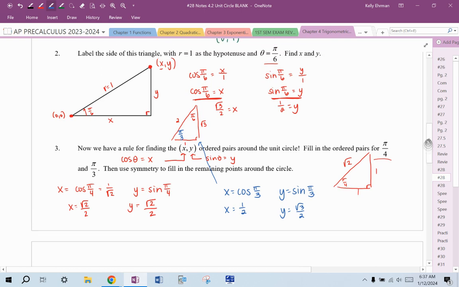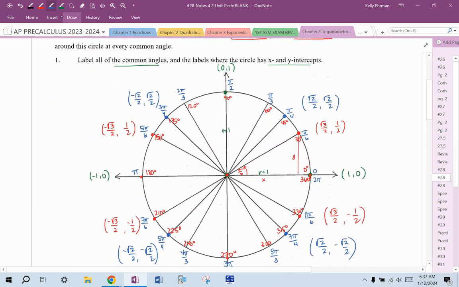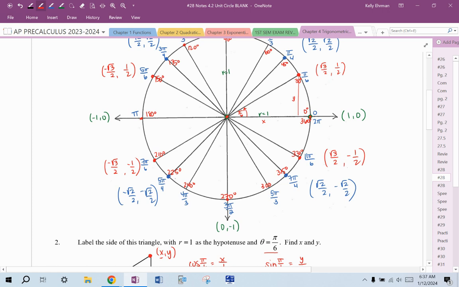So for the pi over 3 angle, or the 60-degree angle, this ordered pair is 1/2, radical 3 over 2. And notice that that is just the 30-degree coordinate, but flipped. So they have that relationship. All right, so let's rotate this around our circle. So now negative 1/2, positive radical 3 over 2. So in quadrant 2, all the x's are negative, all the y's are positive. In quadrant 3, both x and y are negative. Negative 1/2, negative radical 3 over 2. And in quadrant 4, all the x's are positive and all the y's are negative.